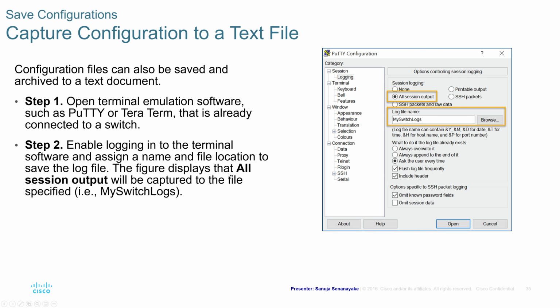The configuration displays all the session output will be captured to the file specified. So in other words, it will go and save in that log file right here. On the right hand side, it'll show you how you do it in PuTTY. On Packet Tracer, you can simply do show run, highlight everything, and copy and paste it to a text file when you are doing your emulated labs. But when you are using simulated labs such as EVE-NG or an actual device, you have to use PuTTY to save those text files.